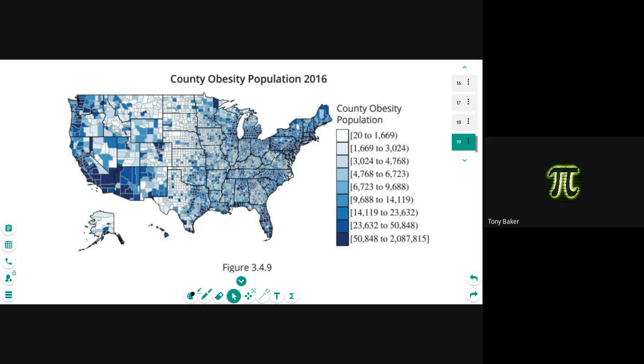Yes, a population graph would definitely help in this respect. But instead of doing the number of people, we could also do the percentage of the population. That would probably be a better way to look at this type of data.